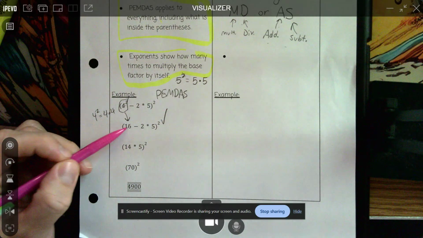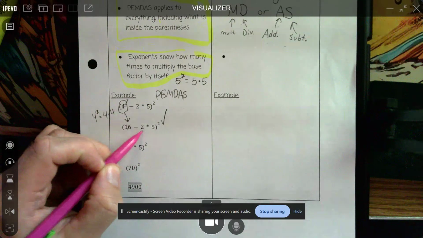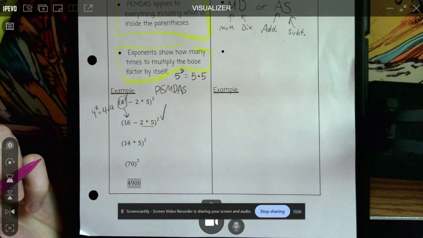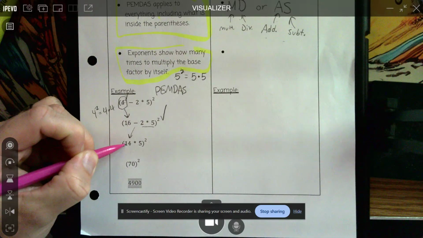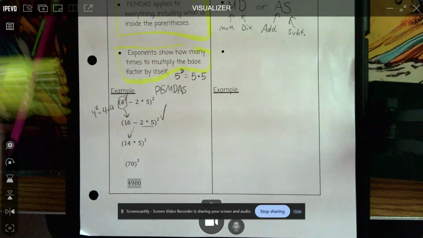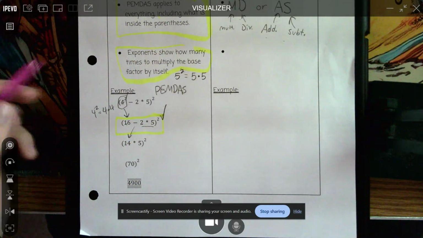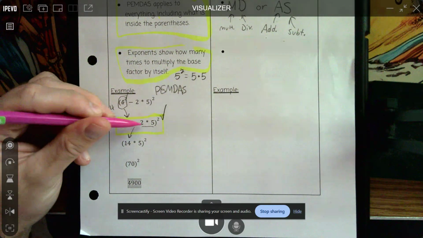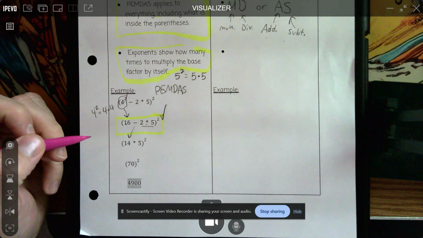Now, after exponents, we have to do multiplication. So we should have done 2 times 5 first. Let's see if we did that. If you look, we did not do that first. We subtracted first. So it looks like we found our mistake. So that's where our mistake is. We should have multiplied before subtracting. So that's our mistake. So we need to fix that.